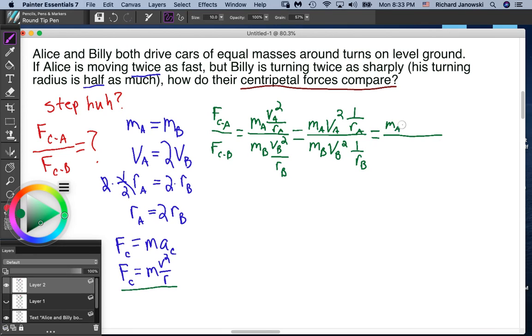So yeah, mass of Alice, that's cool. Velocity of Alice squared. Mass of Billy, velocity of Billy squared. All right, now we have to deal with this ugliness here. The 1 over RA divided by the 1 over RB. There's different ways of doing this. Mrs. Evans has a keep, flip, switch way, I think is what she calls it. You can do cross multiplication is another way of thinking of this. You can multiply the whole thing by RA over RA and RB over RB and see what cancels. You can do all kinds of things.